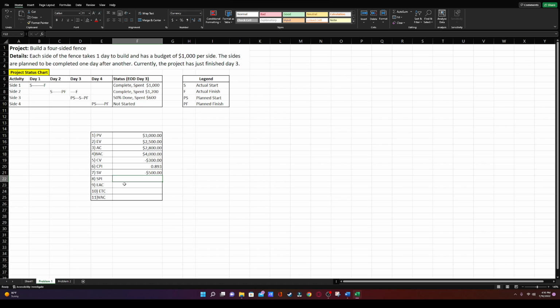We're going to go ahead and do our schedule performance index, which is the SPI formula, and that will be our earned value, $2,500, divided by our planned value, which is $3,000. We'll go ahead and fix the formatting on this, and it's at 0.833. Again, anything below 1 indicates that we're behind schedule. Anything above 1 indicates we're ahead of schedule, and anything at 1 indicates we're right on track.